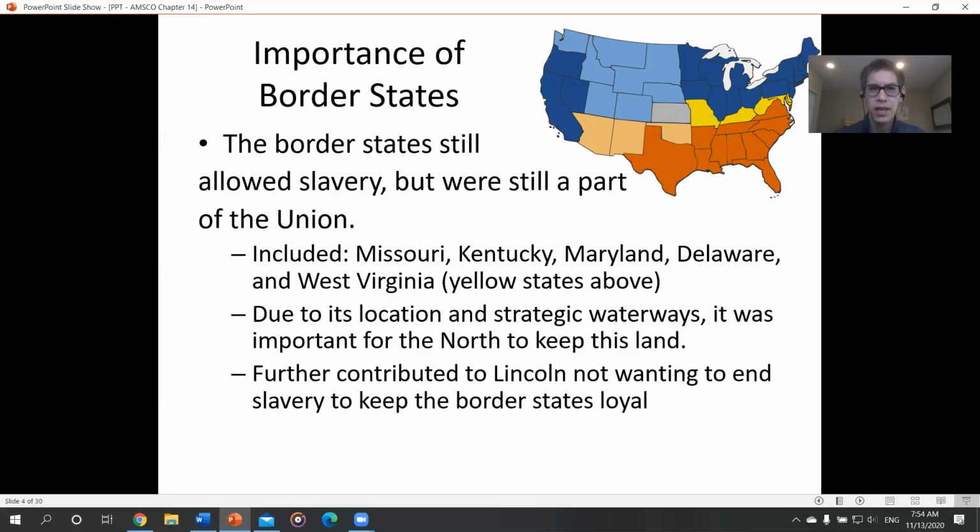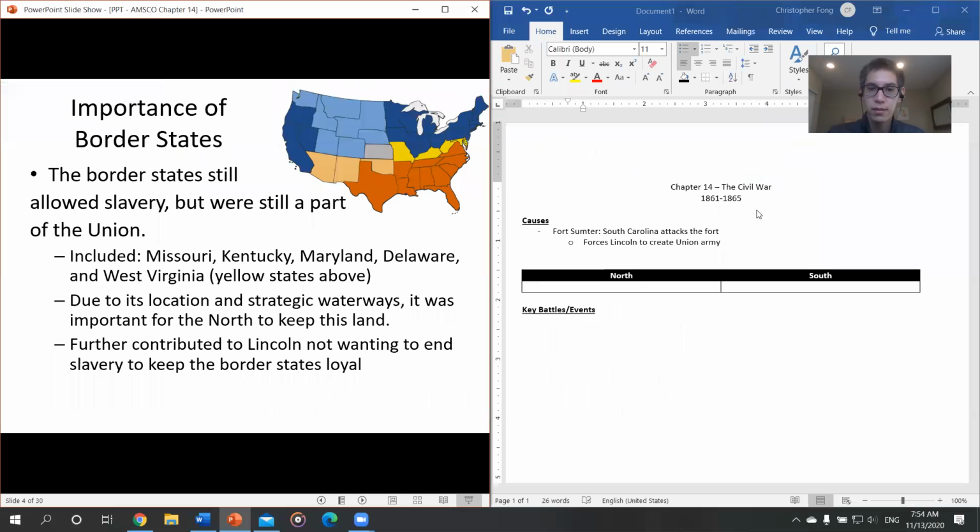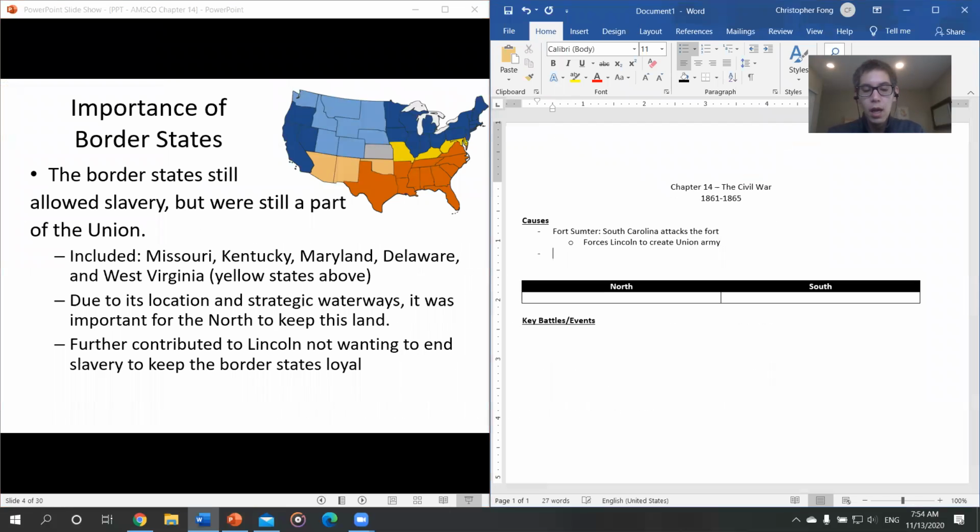Lincoln was already not an abolitionist. He did not want to abolish slavery. But keeping the border states happy, which remember allowed slavery, was just one more reason for Lincoln to maintain slavery, to not fight to end slavery. And so I just want to clarify here, I don't know if this fits under a cause or not. Lincoln's goal is to keep the Union together.